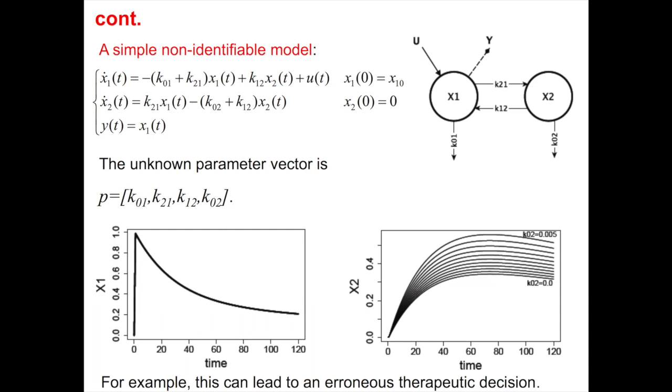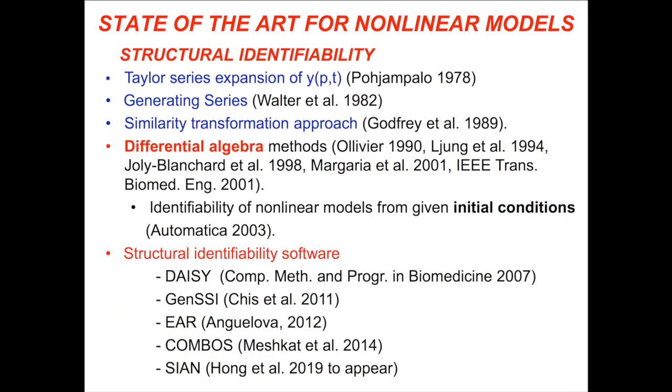and to arrive at a globally identifiable structure of our model. So the state of the art for nonlinear models, only for nonlinear, because identifiability for linear models is well known. The traditional, the classical method is the Taylor series expansion of the Y function. And conceptually based on the same concept is the generating series. But these methods have a big disadvantage, because they perform some derivatives and they don't know when they have to stop. So they are only sufficient conditions, not necessary conditions.